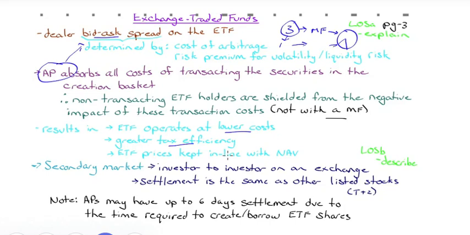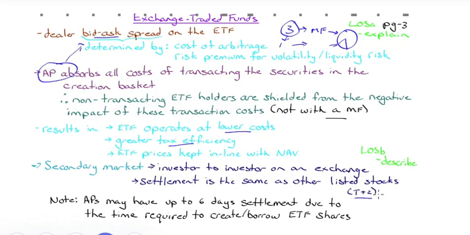I did mention that when individuals buy ETFs, they're buying them on an exchange. Well, exchanges are secondary markets, which is what the LOS is asking us to do here. Describe how ETFs are traded in secondary markets. Not a lot of describing to do here. Same as any other share of any company traded on any exchange, you just buy and sell. Investor to investor on an exchange, settlement is the same as any other listed stocks.